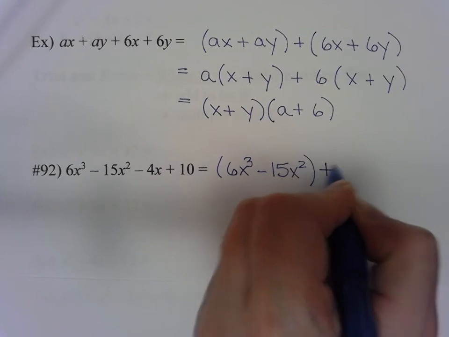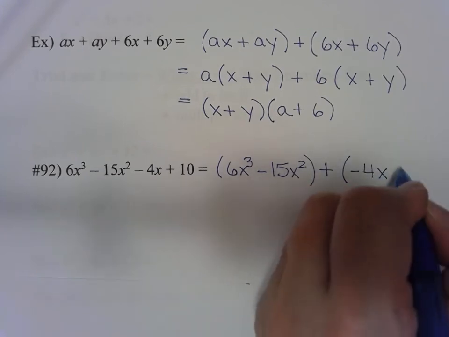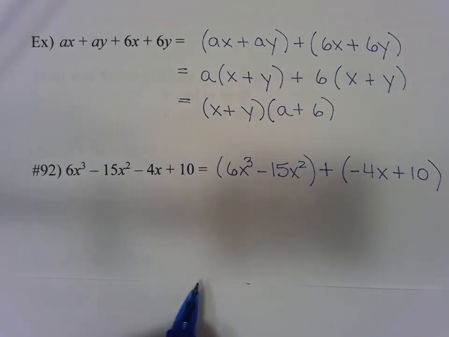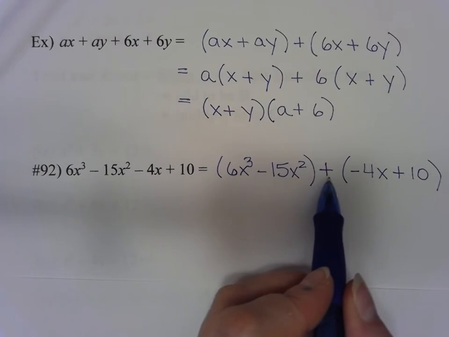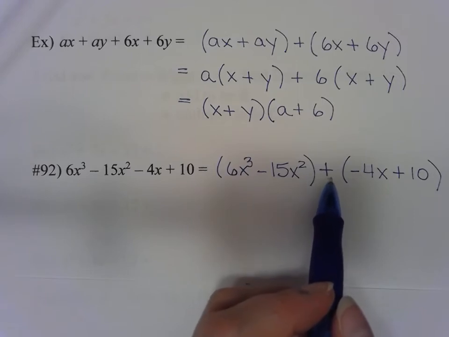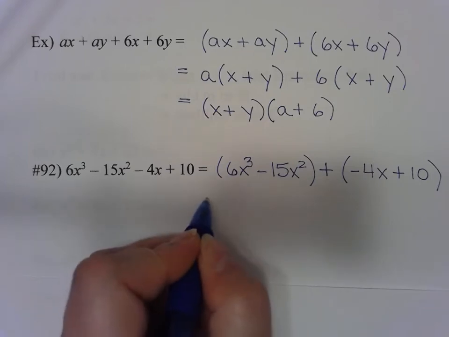So I'm going to put a plus in the middle, and then I'm going to make this negative 4x plus 10. The reason for doing that is I don't want to put a negative outside the parentheses, because if I do, I'm saying that I have factored it out. Usually in this first step, I'm not quite ready to do that. I'm going to do it eventually, but I want to do it when I'm ready. And usually this is not a good time to start yet.